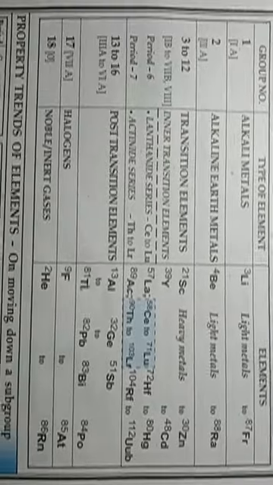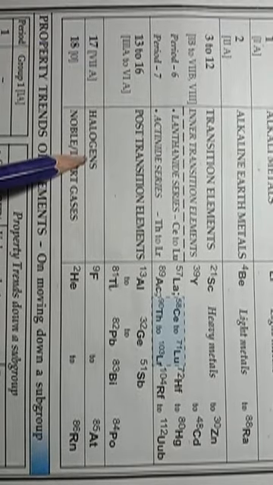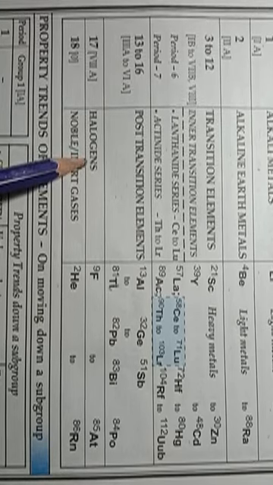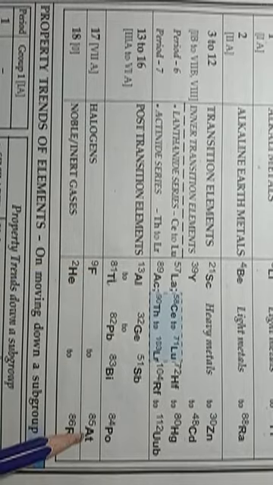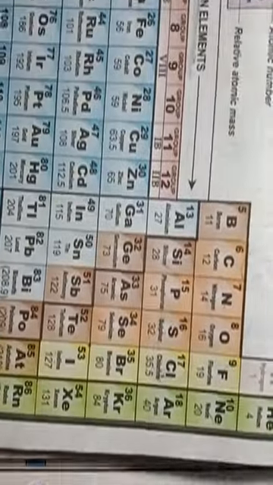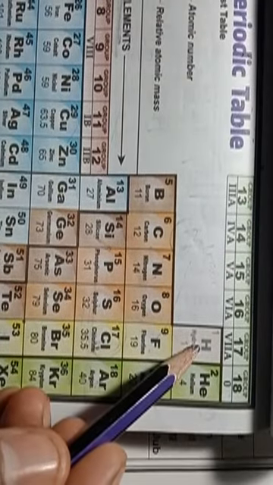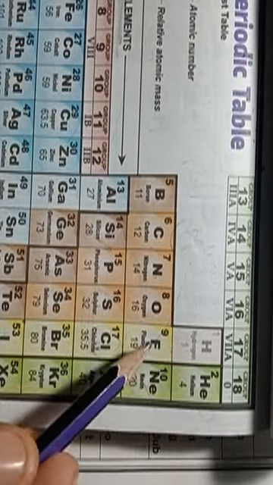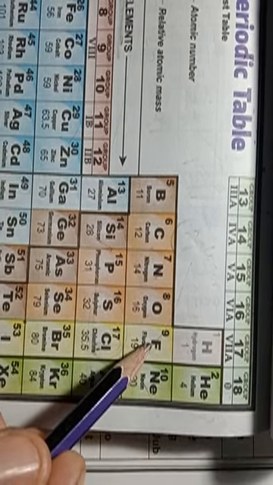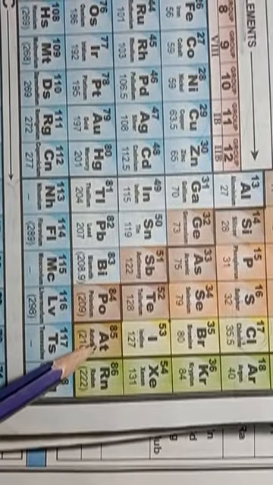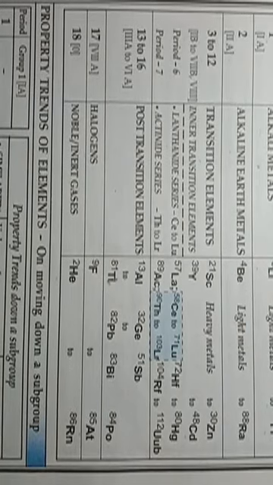Then the next group is the 17th group, and the elements of this group are known as halogens. The halogens start from fluorine, and the last element of this group is astatine. Hydrogen is also present, but we are not including hydrogen in the halogen family. So the halogen family starts from fluorine and the last element of this family is astatine.